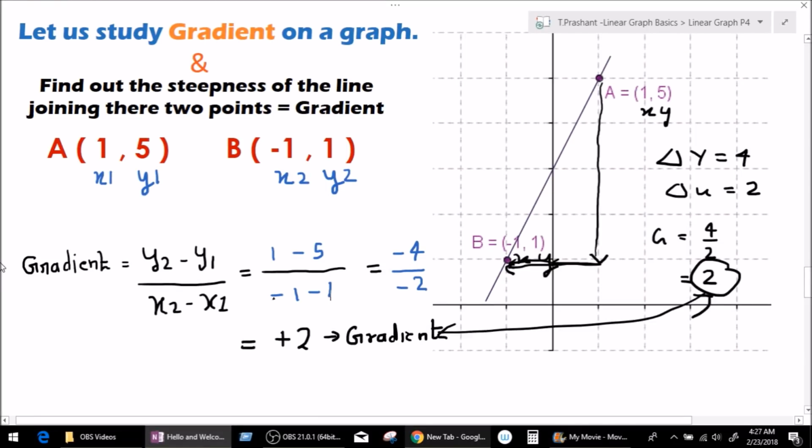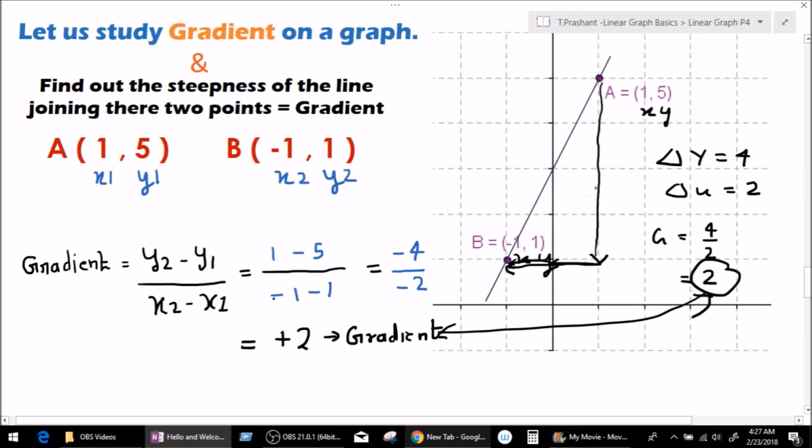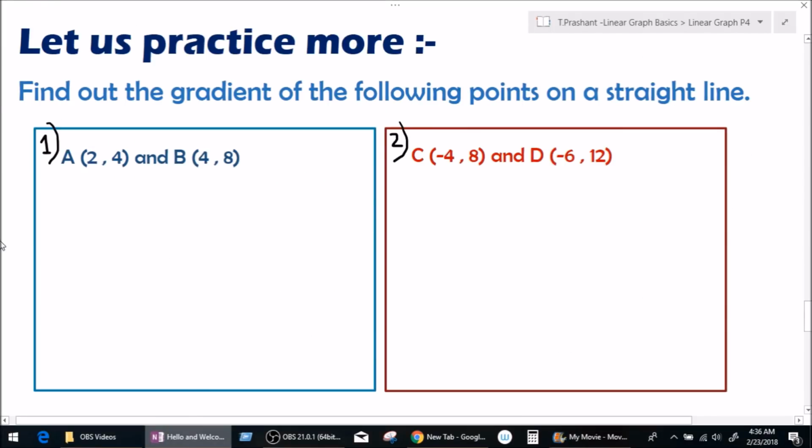Now let us look at the same gradient on this graph really quick. The change in y is 4 and the change in x is 2. Why? Because at point A, y was 5 and at point B, y is 1. So y changed from 5 to 1, which is a change of 4. The change in x is 2, because from 1, x went to 0, and from 0, x went to minus 1. That's a change of 2 units. So the gradient is change in y divided by change in x, so 4 divided by 2, our gradient is 2. So we have the same answer. You can do it on a graph or you can use the formula, whichever you feel comfortable with.